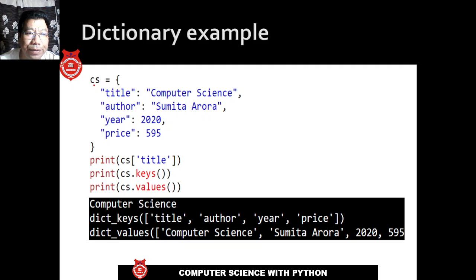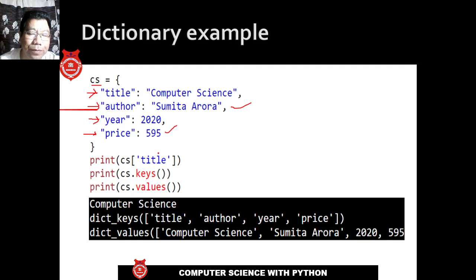So in this example, we have cs, computer science, as the dictionary, and we have title as the first key, and the value for the title is computer science. And author is another key, and we have Sumita Arora as the value for that author. We have year as another key, and 2020 as the value. We have price as another key, and 595 is the value.